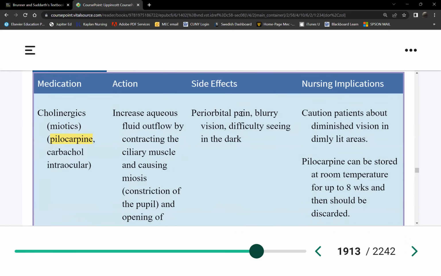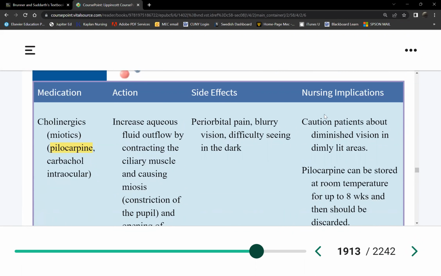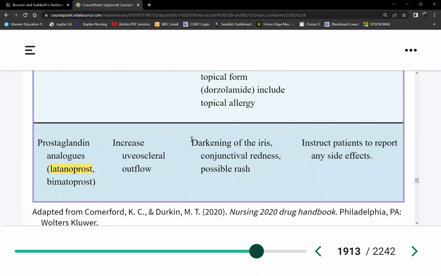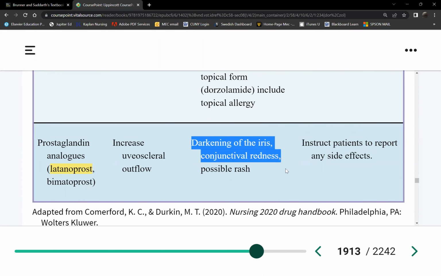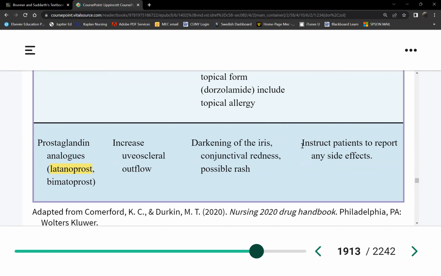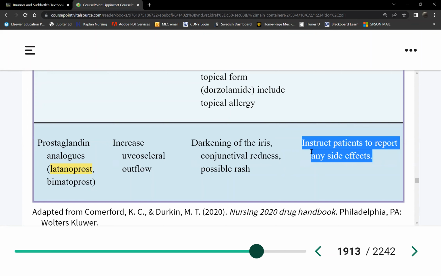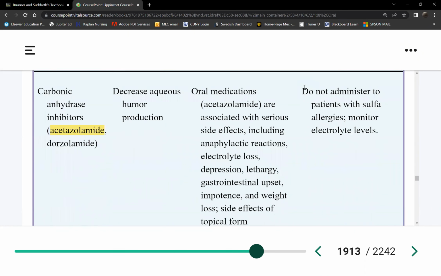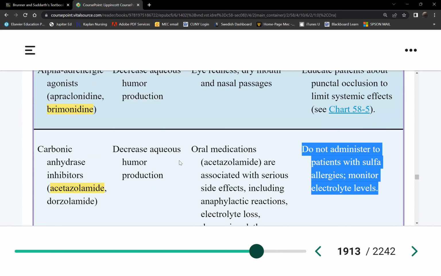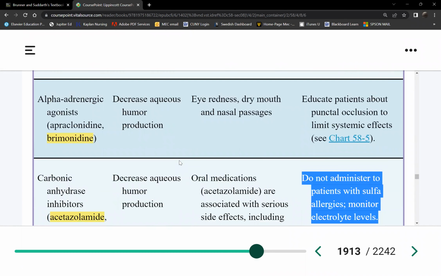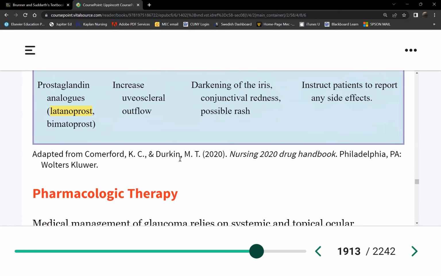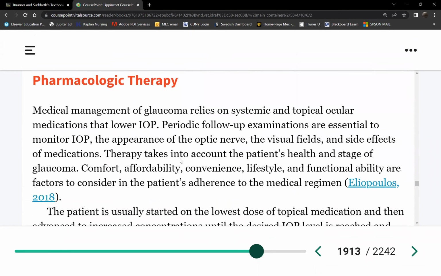It's the side effects and the nursing responsibilities. Again, side effects and nursing responsibilities. For instance, let's say here on latanoprost, this is a side effect. Therefore, tell the patient to... Here, acetazolamide, do not administer to patients with sulfa allergies. So the question should be simple. You're administering this, what will be your nursing responsibility? What will you teach the patient? How many are these? 1, 2, 3, 4, 5. Not bad.